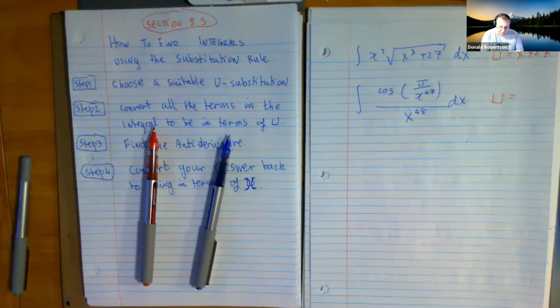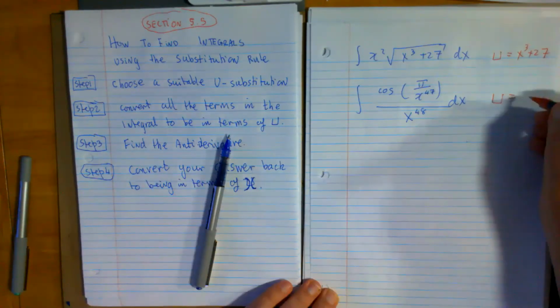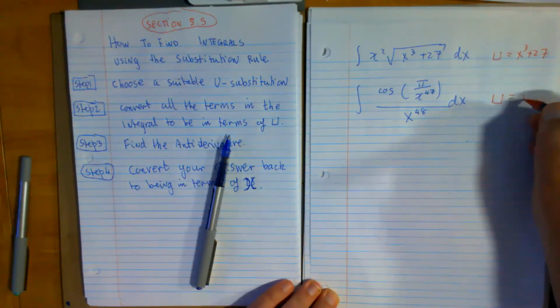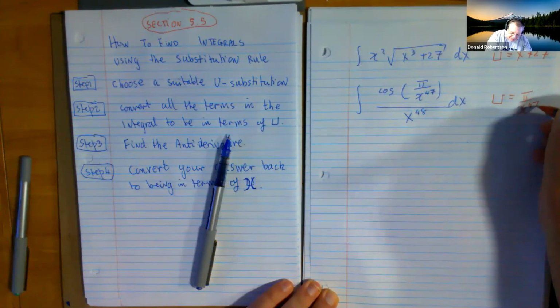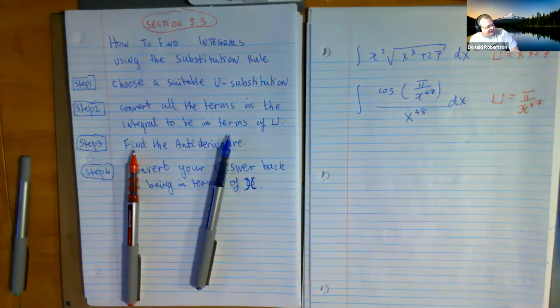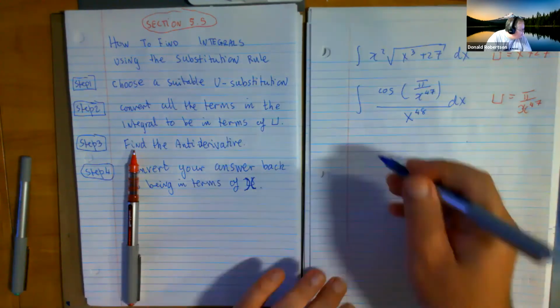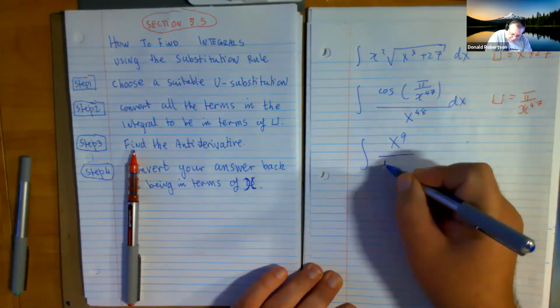What do you think the u sub in this one will be? Pi over x to the 47. Correct. Have you noticed that the denominator choice never gets chosen if there's another choice instead? And that's pretty typical. Just so that it doesn't feel too left out.